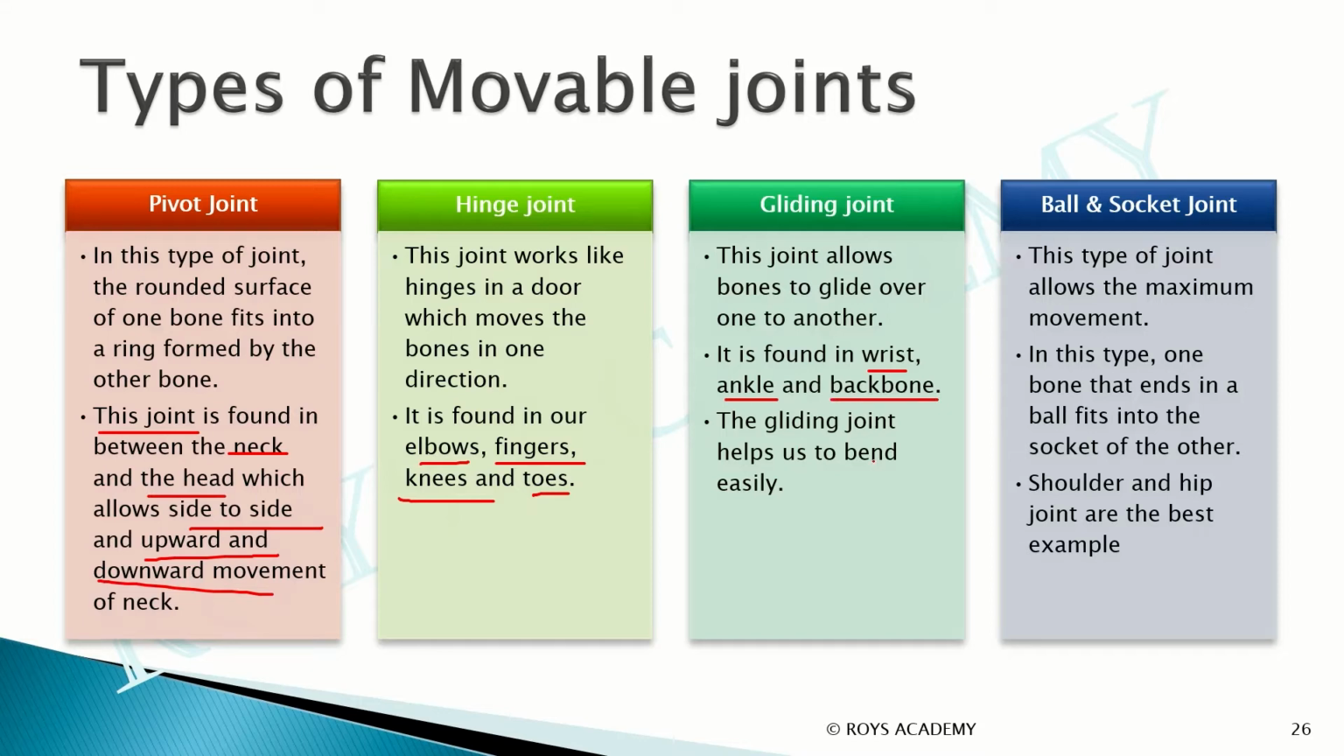The gliding joint helps us to bend easily. Next one is ball and socket joint. This type of joint allows the maximum movement. So what type of joint allows us maximum movement? This is ball and socket joint. In this type, one bone that ends in a ball fits into the socket of the other. Shoulder and hip joints are the best examples of this type of joint.